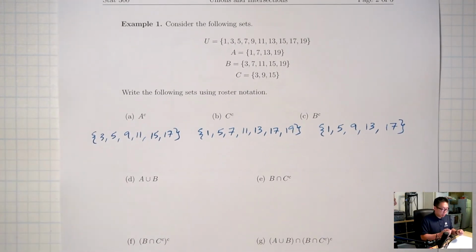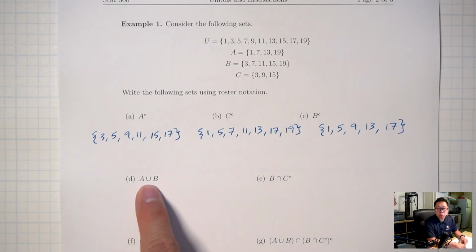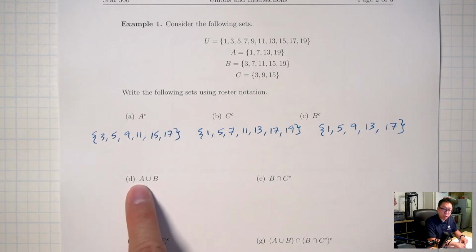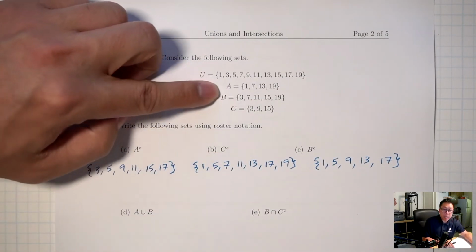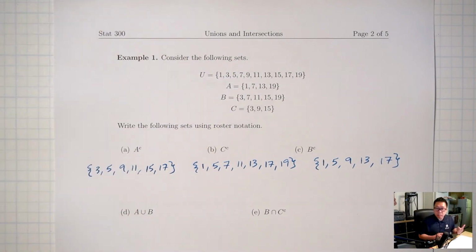Part D, so this is now the new stuff we just talked about. A union B. Look at regular A, look at regular B, which are right here and right here, and I want to take the union. As a tip, when you take a union, you most of the time should get a bigger set, right? So you're combining the two sets and getting a bigger set.